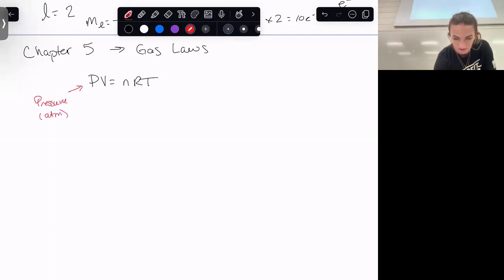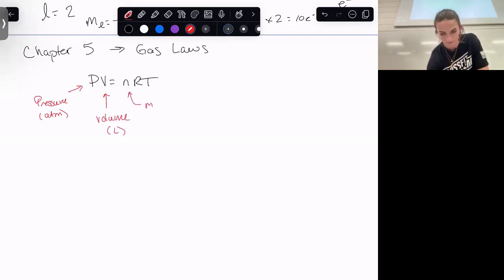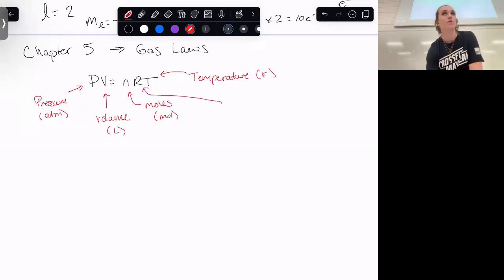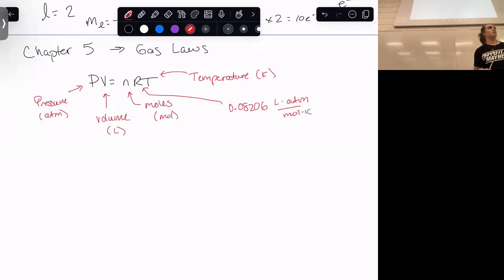Good. What's V? Volume. What's the unit here? Good. What's n? Moles. What is T? Temperature in Kelvin. And then what is R? Universal gas constant. What is it? Yep. Anyone know the units? The moles times the Kelvin. Close. It's going to be liters times atm over mole Kelvin.